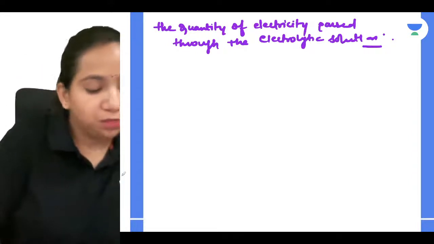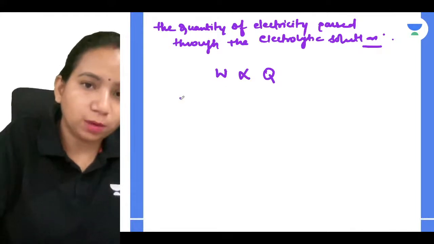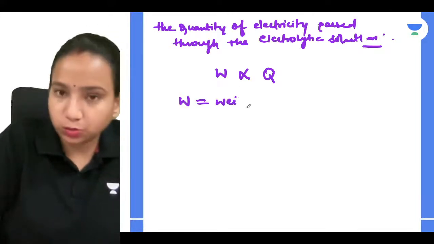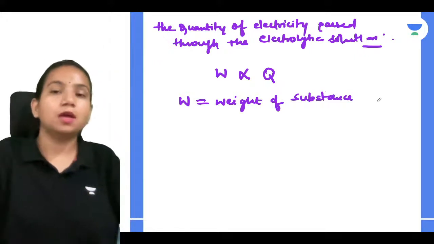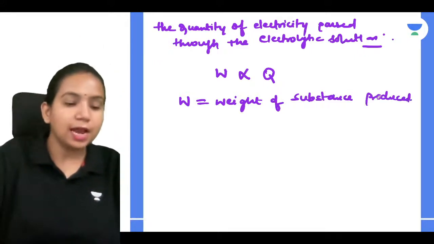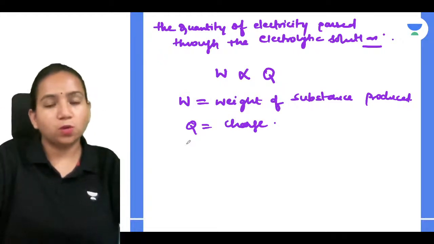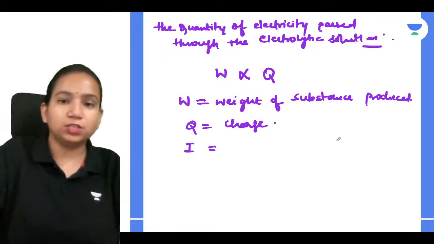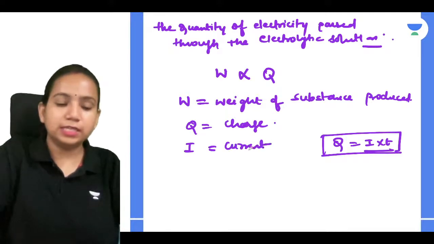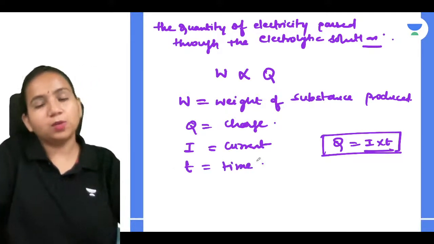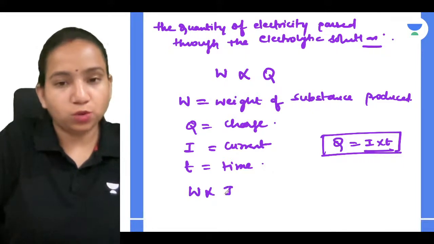So what we can understand from here, we can give a small expression: W, the weight generated, is directly proportional to Q. Where W is the weight of substance produced or generated, and Q is the charge. Q is equal to I into T, current into time, where I is current and T is time. Clear with it, guys? So if charge is equal to current into time, I can write W is directly proportional to I T also.